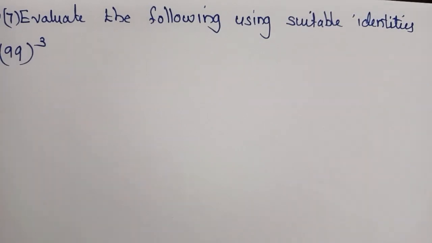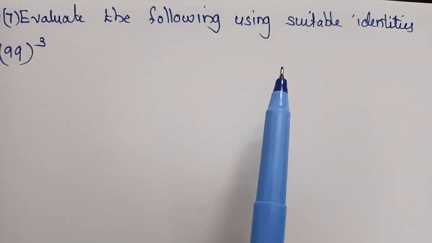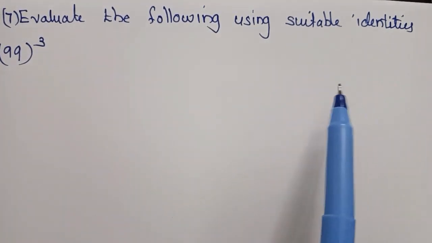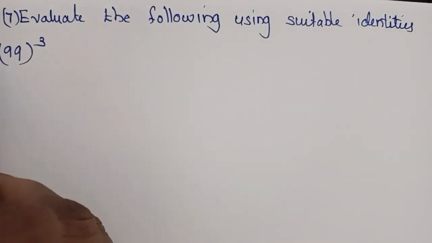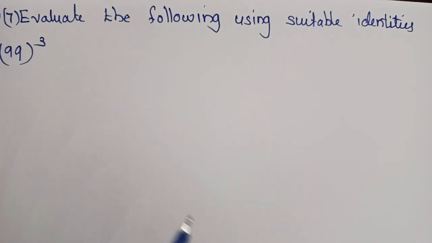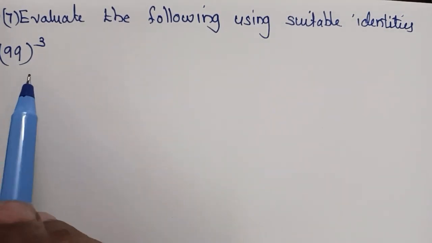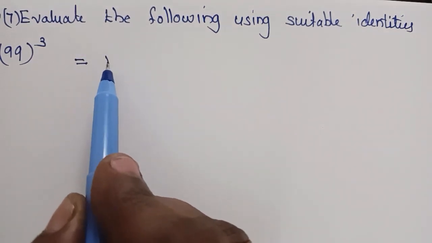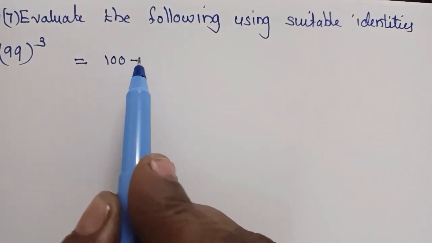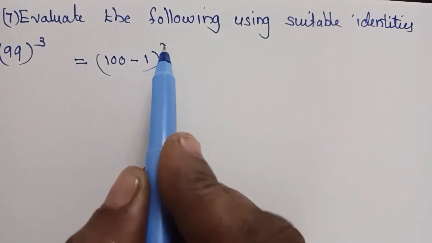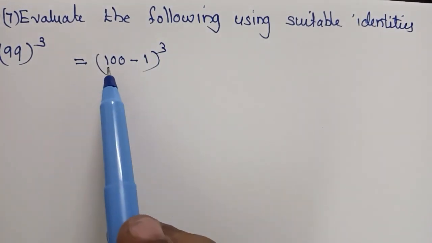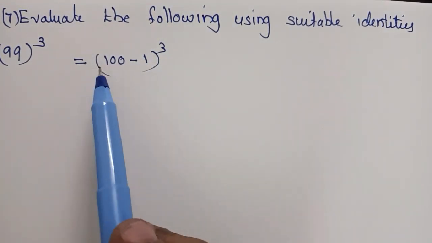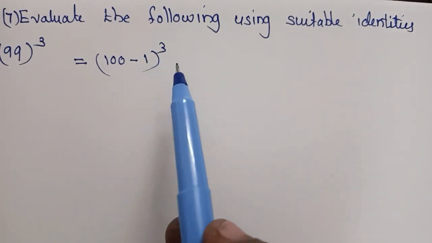Seventh question, evaluate the following using suitable identities. First question, it is the first one, it is 99 cube. Okay, 99 cube is the same as 100 minus 1 the whole cube. Okay, 99 equals 100 minus 1, so we can write this as 100 minus 1 the whole cube.